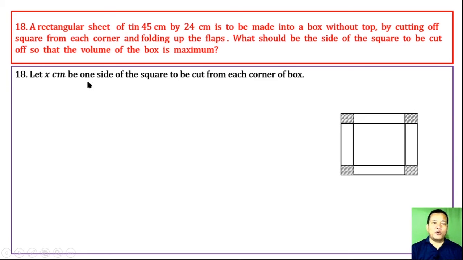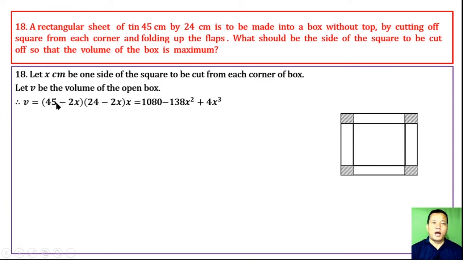Let x centimeter be one side of the square to be cut from its corner of the box. Let V be the volume of the open box.